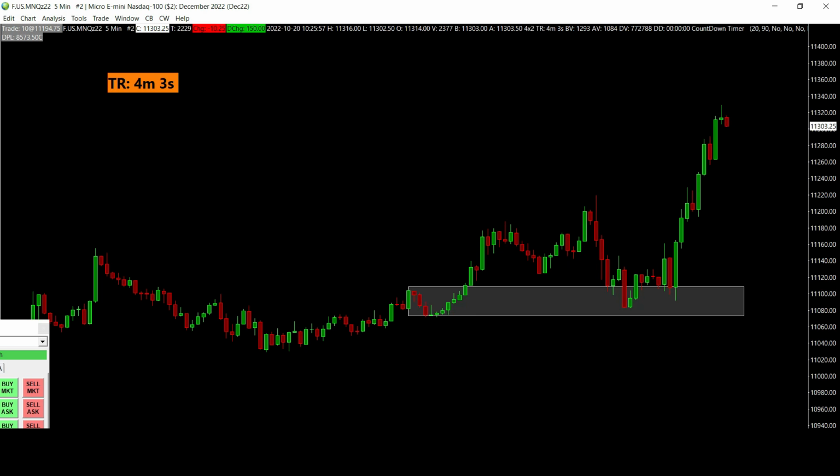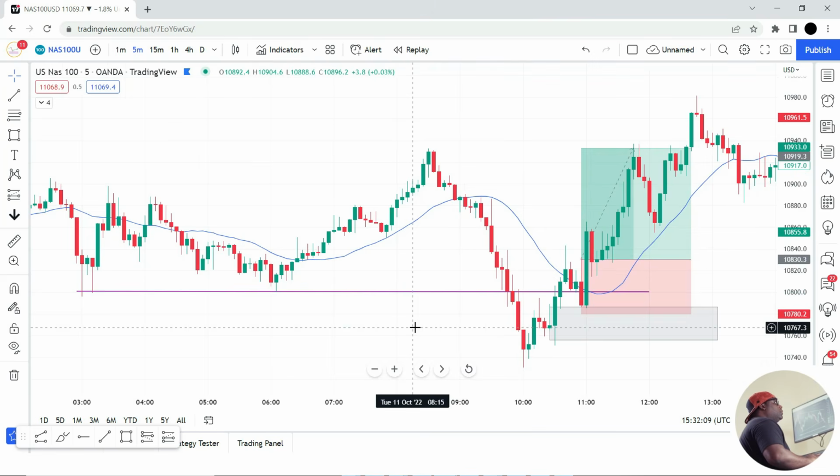So that's all I wanted to show you guys today. I wanted to show you guys how to draw your zones, how to find the zones, and also a couple examples of my trades in one live trade.